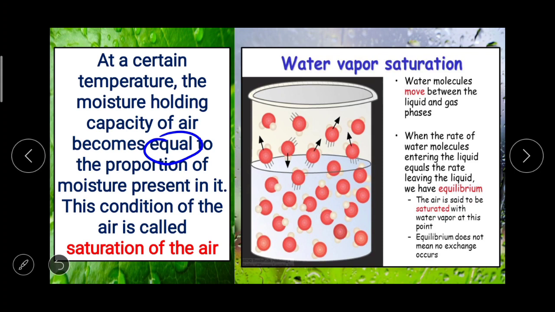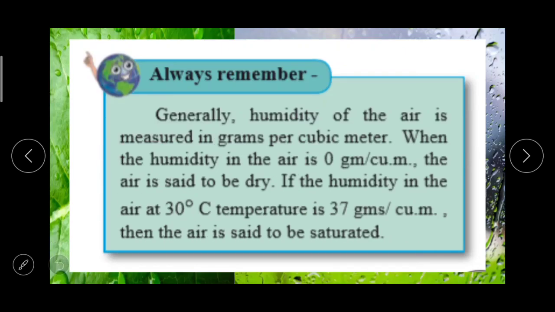Here you can see water molecules move between the liquid and gas phases. When the rate of water molecules entering the liquid equals the rate leaving the liquid, we have equilibrium. The air is said to be saturated with water vapor at this point. Now this is what is given in our textbook.